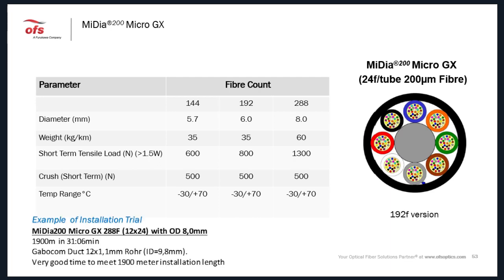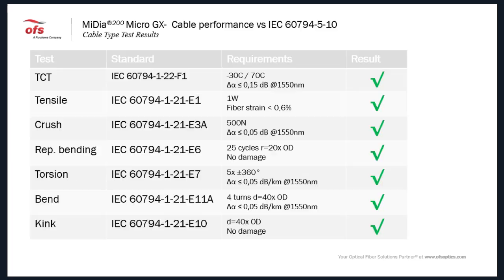Also, the blow-in performance of those kinds of cable is very important. So if we blow 288 fiber, we did an experiment. We blew this cable 1,900 meters in roughly 30 minutes, half an hour, which is a very good number. Of course, we follow all the IEC performance requirements: tensile, crush, repetitive bending, torsion, bending, and kinking. So those are the IEC standards we follow.